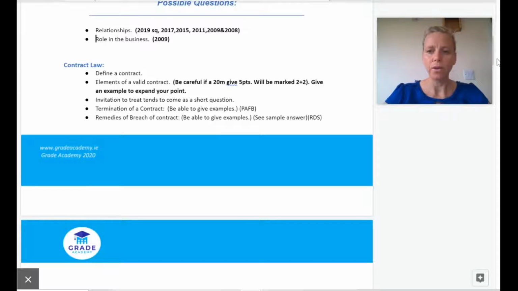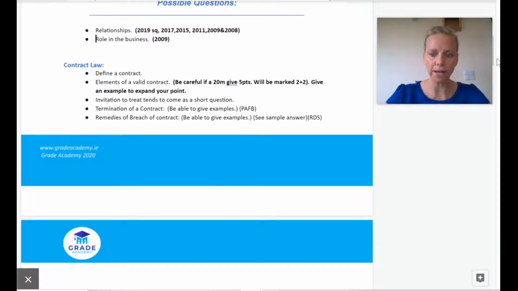Now, when you're going through the long question presentation that I've given, I will have put in there that if it's a 20-mark question, the general rule of thumb is you give 4 points. Now, this came up in 2006, a long time ago, but it came up as a 20-mark question. The majority of students only gave 4 points, and the maximum that they got then was 16 out of 20. Okay, so if something like explain the elements of a valid contract comes up, I will be saying give 5 points. It was marked 2 plus 2.